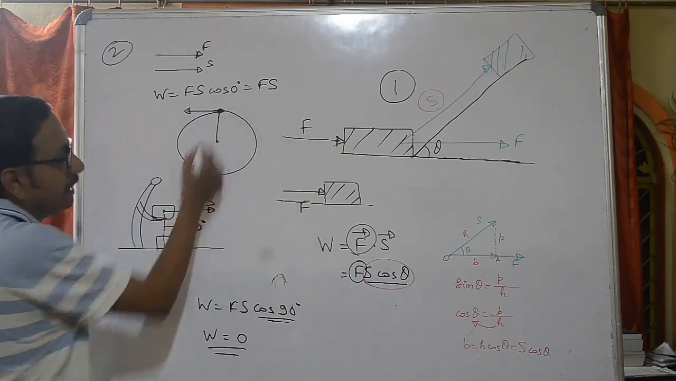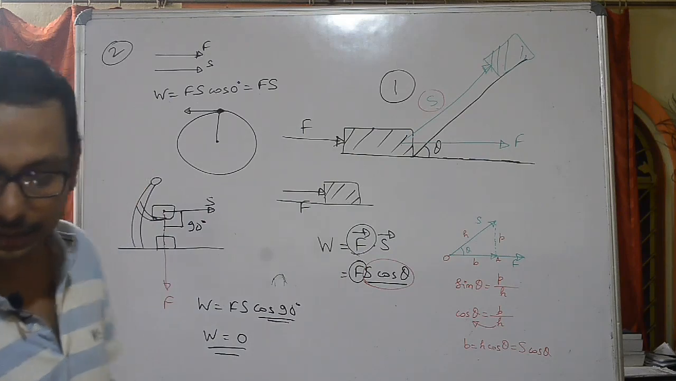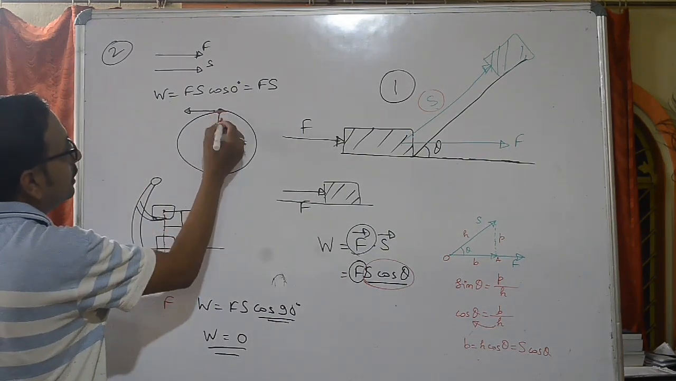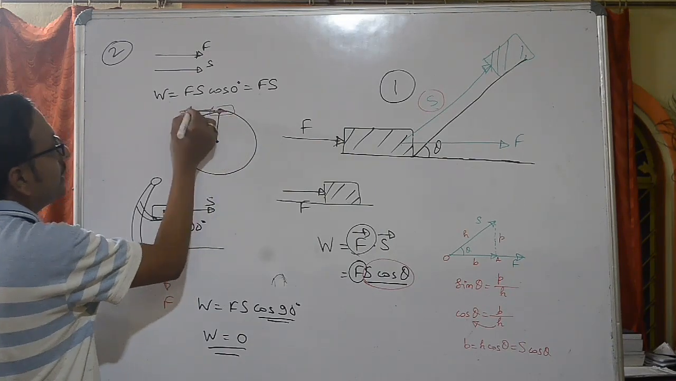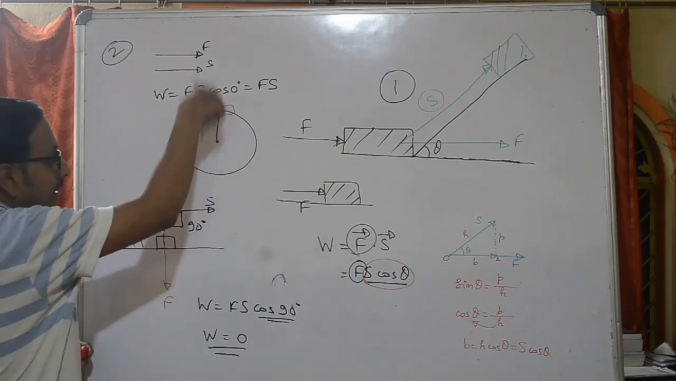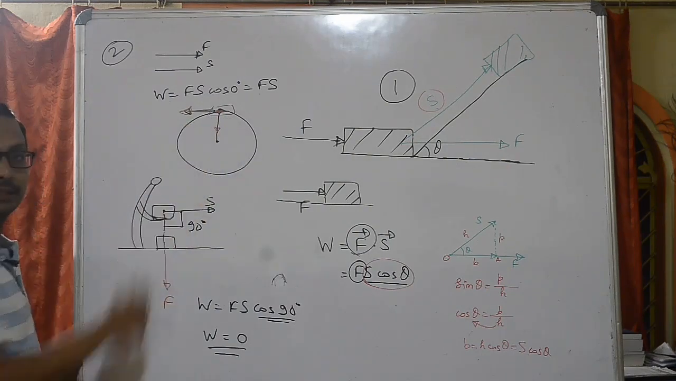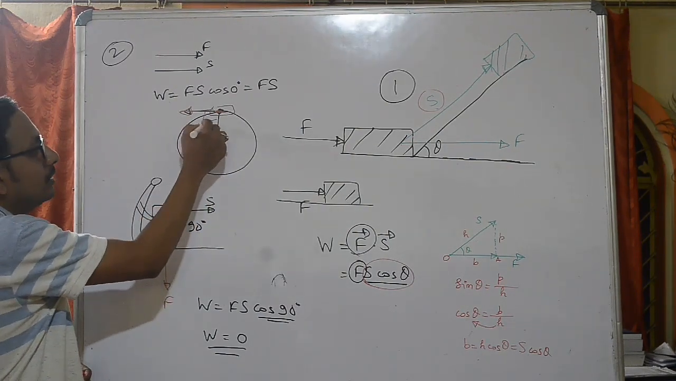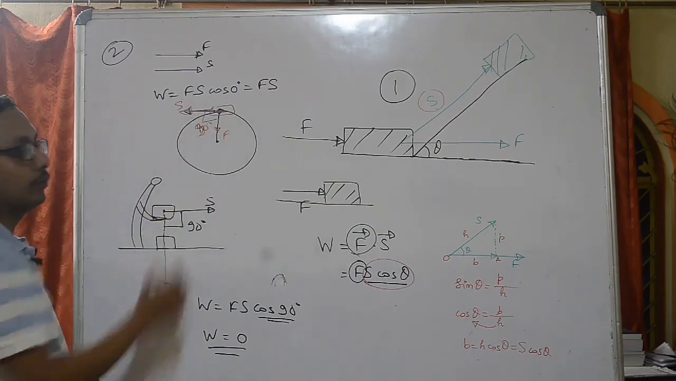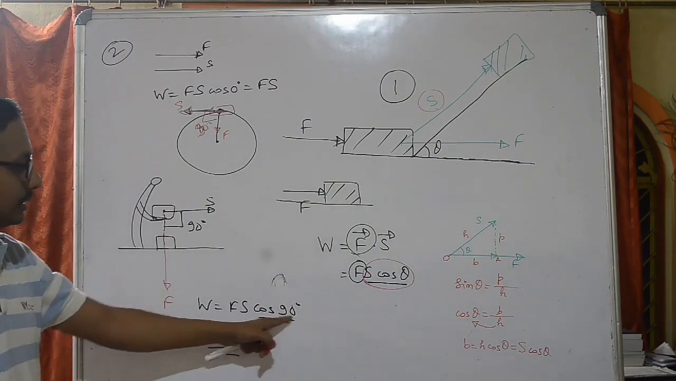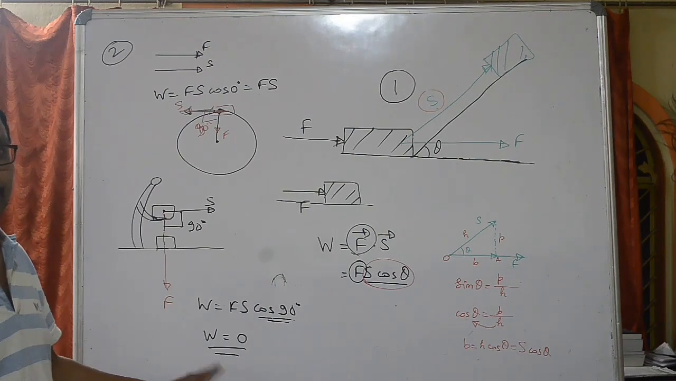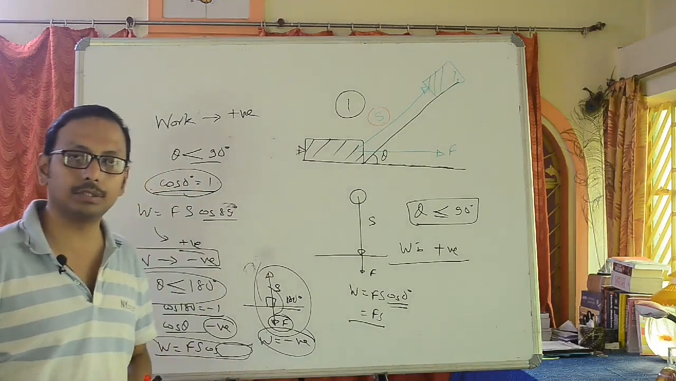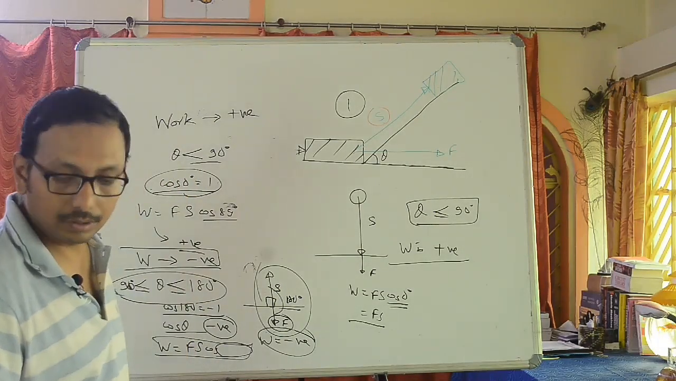Displacement, if I consider a very small displacement over here, is taken in this direction, and the centripetal force is acting towards the center. Again the same thing happens, it is a 90 degree difference. This is displacement, this is the centripetal force. So again cos 90 degree is 0, and we get the work done as 0.